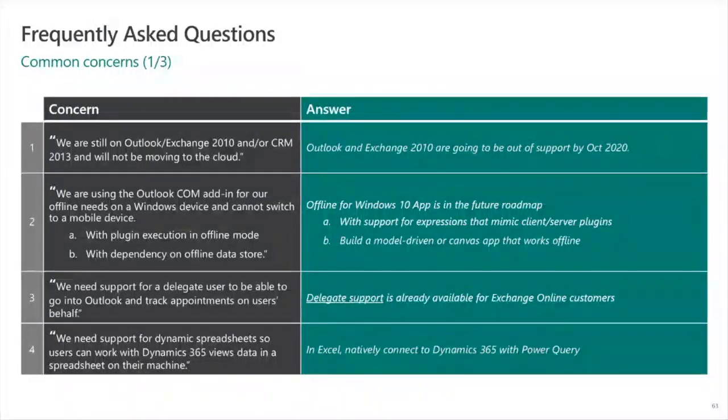If you need support for a delegate user to be able to go into Outlook and track appointments on other users' behalf, this is now supported, as I just explained a couple of slides ago, with delegate support. If you need support for dynamic spreadsheets, so users can work with Dynamics 365 views data in a spreadsheet on their machine, this can be done natively in Excel with Power Query, as I showed earlier, or with the PowerApps Office add-in, where you can access Dynamics 365 data from Excel, and that data being dynamic as you can refresh it.